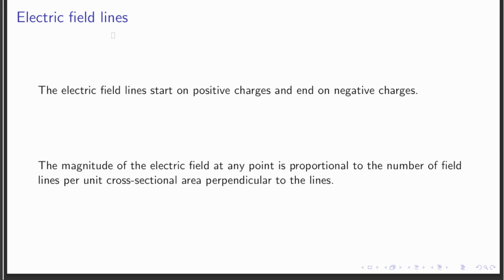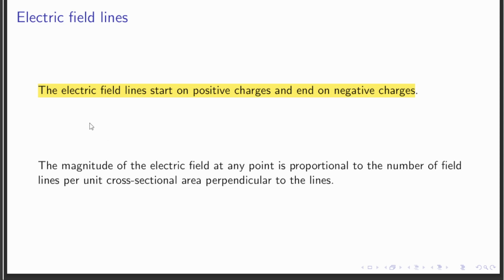There are four important properties of electric field lines that we will state below. The first property is the following. The electric field lines start on positive charges and end on negative charges. Let's draw a figure to understand this statement better.